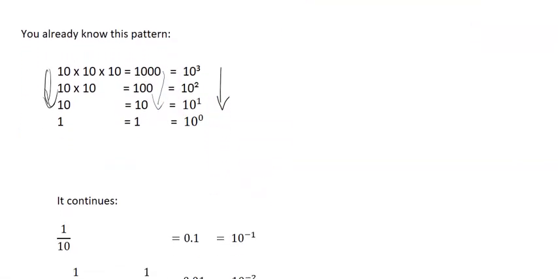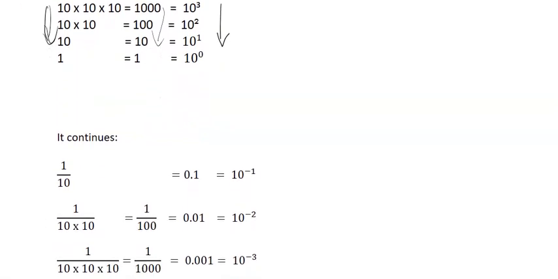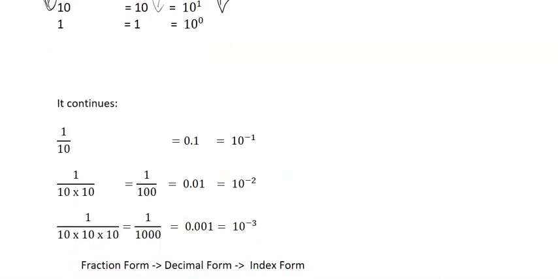It can still continue past 10 to the power of 0. So just having a look at this, if we divide 1 by 10, it's 1/10, which looks like a decimal like this, and a power or index form like that. We go into the negative ones. 1/100th, the expanded version of 1 divided by 10 divided by 10 twice. 100th as a decimal, and then 10 to the power of negative 2. And then we've got 1,000th in the fraction and decimal form, and 10 to the power of negative 3. So they are the three forms.